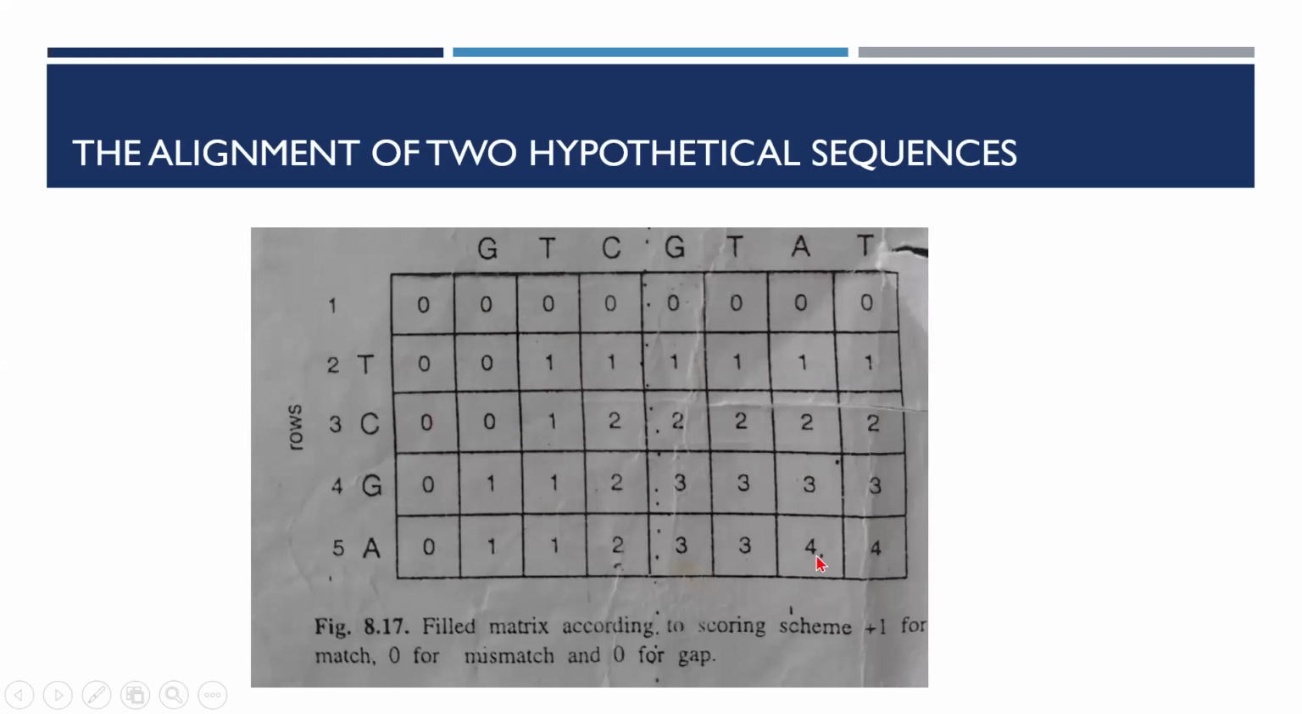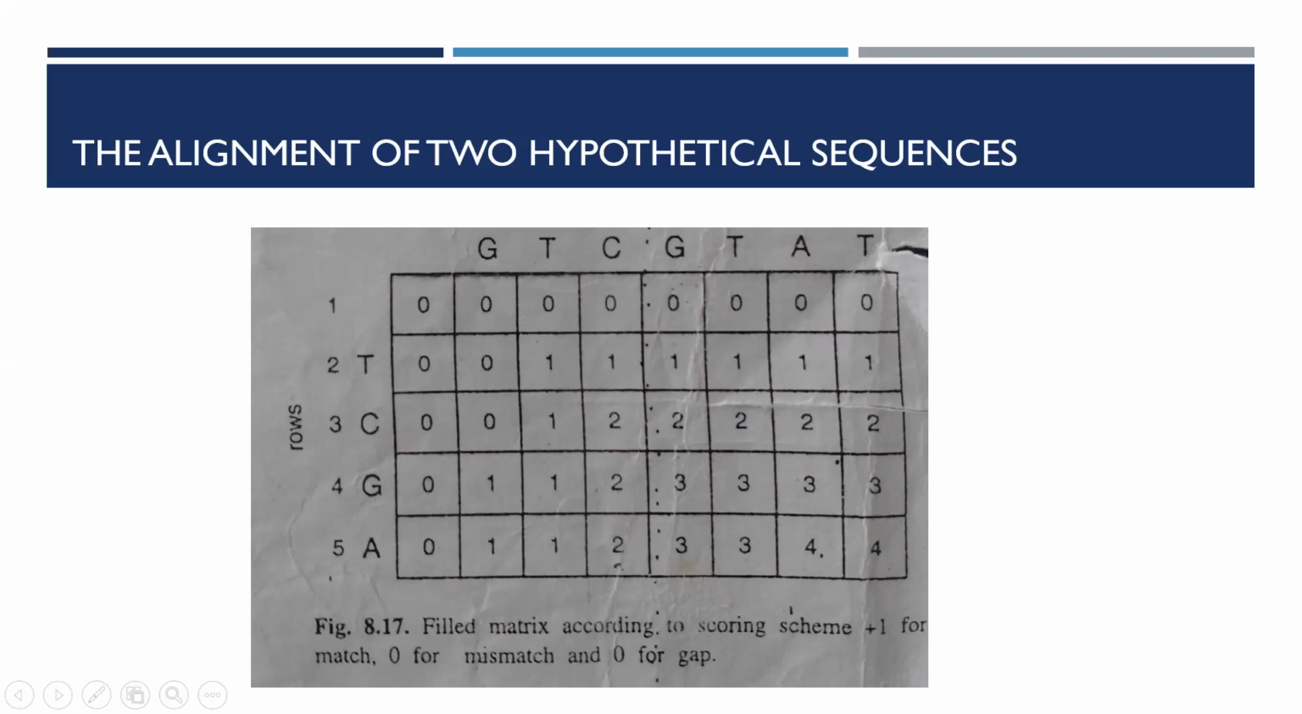I am coming to this position just to repeat the process, right? To fill the value in this cell, you need the values in these 3 positions. And see the alignment at this position. A matches with A, so 3 plus 1, 4. 3 plus 0, 3 plus 0. 4 will be the maximum value, so that will be the value to be filled here. Likewise, by following the same formula, all these cells are filled.